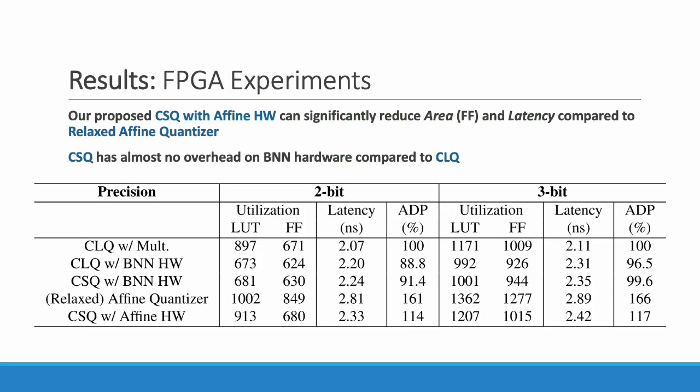Finally, let's look at the FPGA experiments. We see that CSQ with affine hardware can significantly reduce the area and latency compared to the relaxed affine quantizer. And also we see that CSQ has almost no overhead on BNN hardware compared to CLQ.